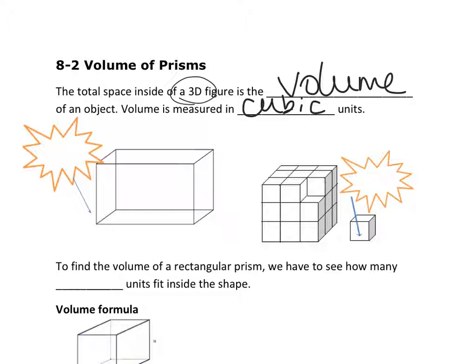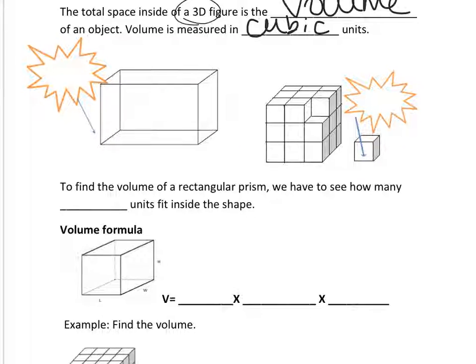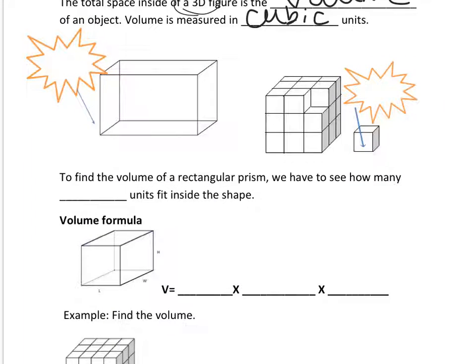So think of anything that is shaped like a box. Okay, a box, a cube, a dice, anything like that. Okay, to find the volume of a rectangular prism, we have to see how many cubic units fit inside the shape.